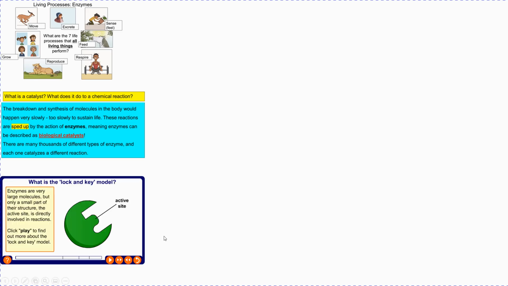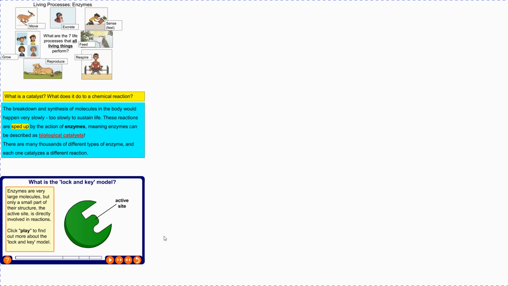Now, hopefully you'll remember this idea of the lock and key model. Okay, so quite often, I might talk to you about, well, if I come to your house and try and get into your house with my house key, it's not going to work because locks have a very specific key that will unlock them. Okay, so I've tried to open my classroom door with my car key before and it doesn't work. Okay, so they have very, very specific shapes.